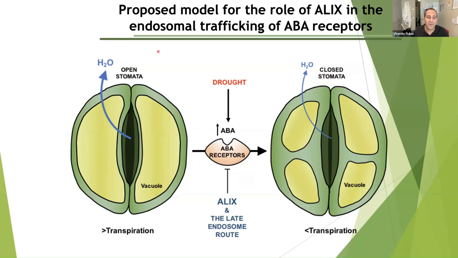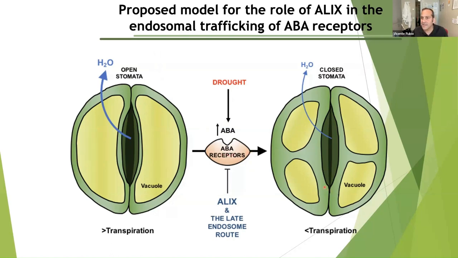depending on the water availability. So under high levels of water availability, we have open stomata and there is transpiration and nice gas exchange for CO2 assimilation for photosynthesis. But upon drought conditions, there is going to be an increase of ABA in different cell types, but also in guard cells. This is going to be perceived by ABA receptors that trigger closure of the stomata.